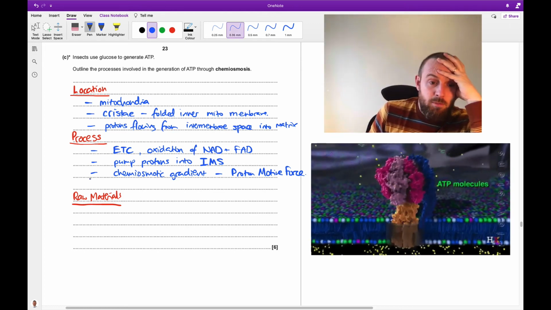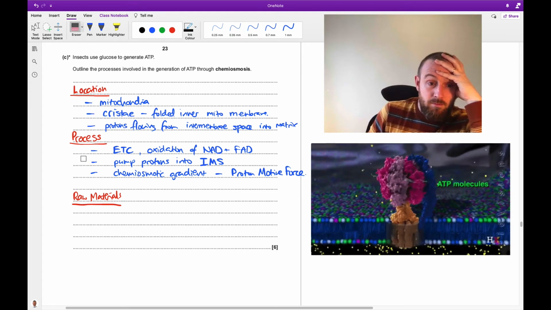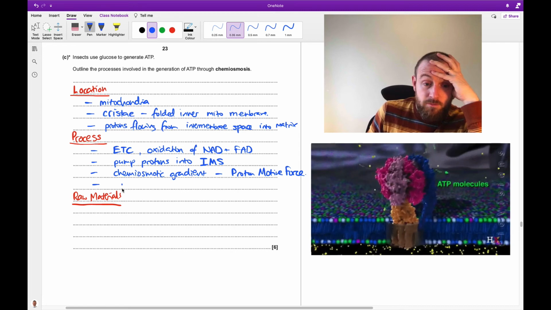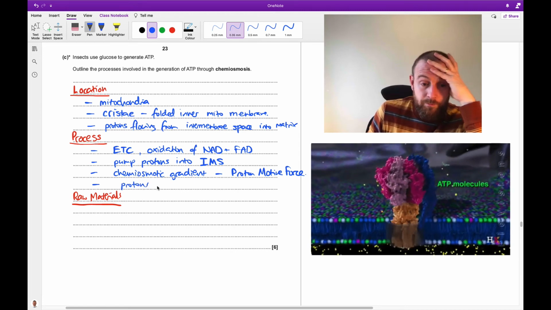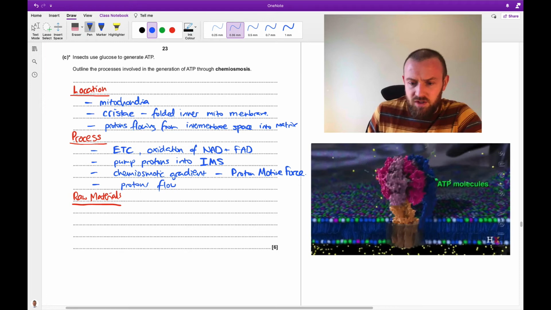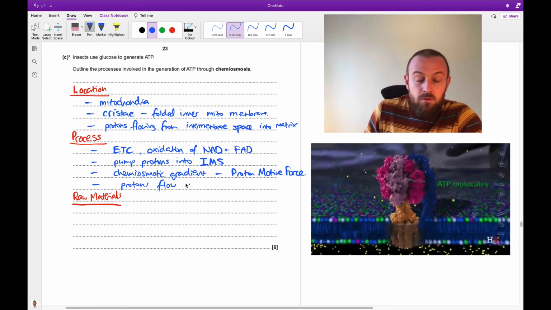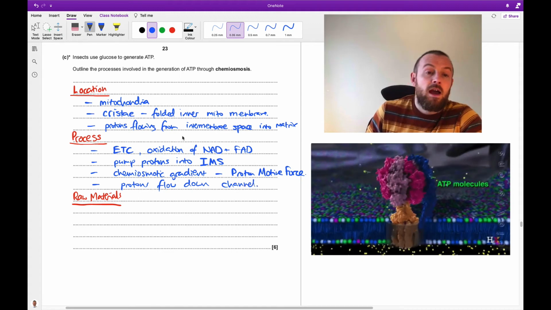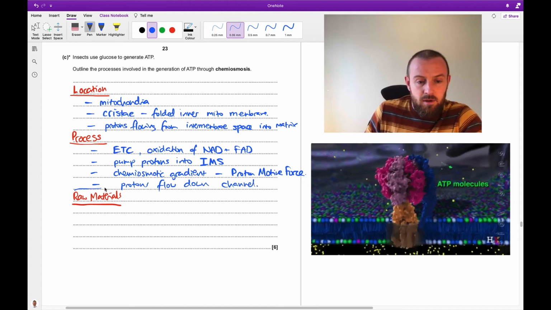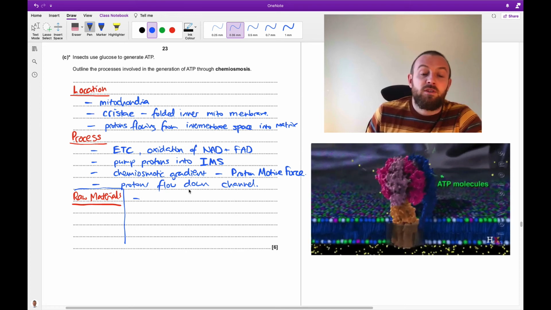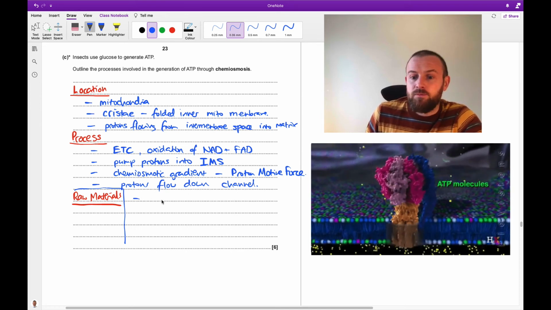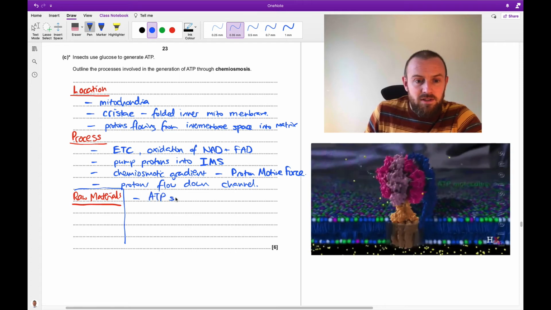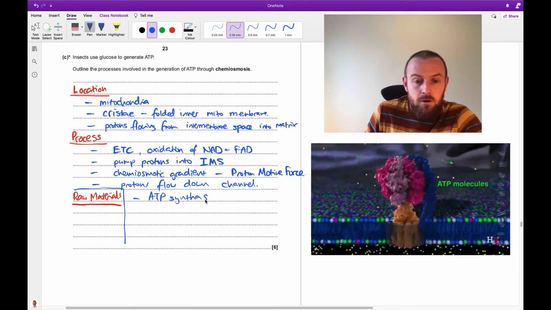So I need to put more about this process. So they have protons flow down this channel. You can see that happening sort of here. And then I'm going to extend this a little bit because protons flow down the channel. It's a hydrophilic channel. And as they do so, they cause the ATP synthase molecule. That's the first time I've said that. ATP synthase, very important.